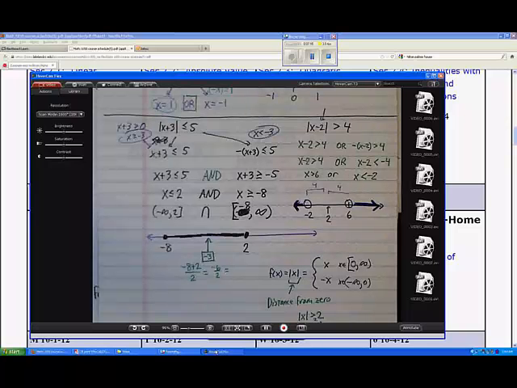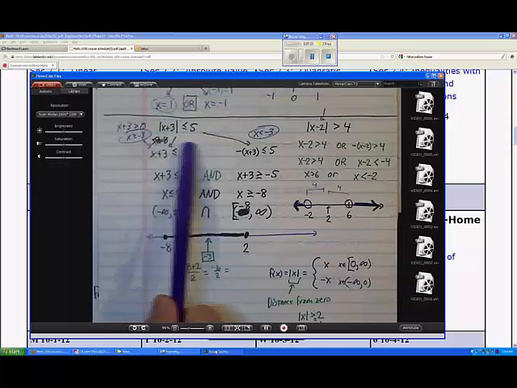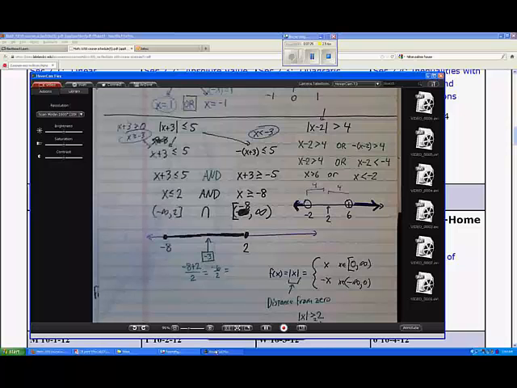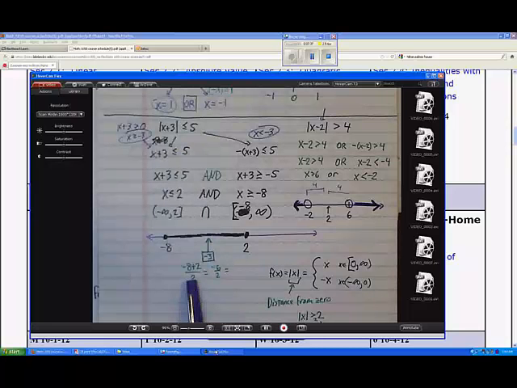Kind of nice. Here, let's see if it works with the other one. What would be the center of this graph? Negative 3. Remember that? And then what's the distance? The distance away from negative 3 is less than or equal to what? 5. Go 5 away. That's where we are.